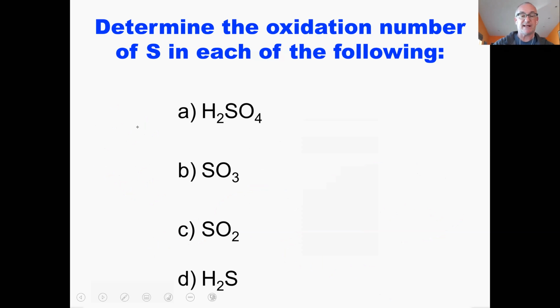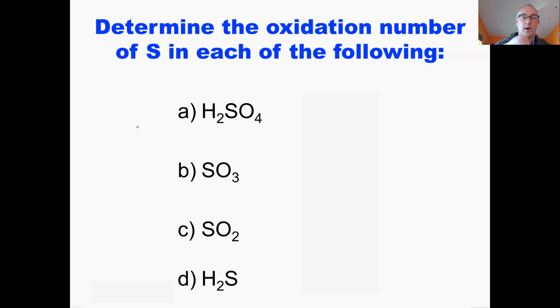So let's look at sulfur here. Sulfur is one of those classic elements. Sulfur and phosphorus are two of the elements that change their oxidation number radically, depending on who they're bound to. So let's just look at sulfur. What would be its oxidation number in sulfuric acid? And again, there's only one sulfur, so we can just add up the oxidation numbers.